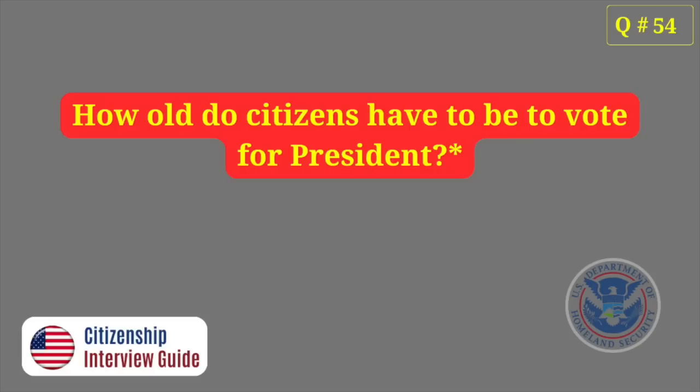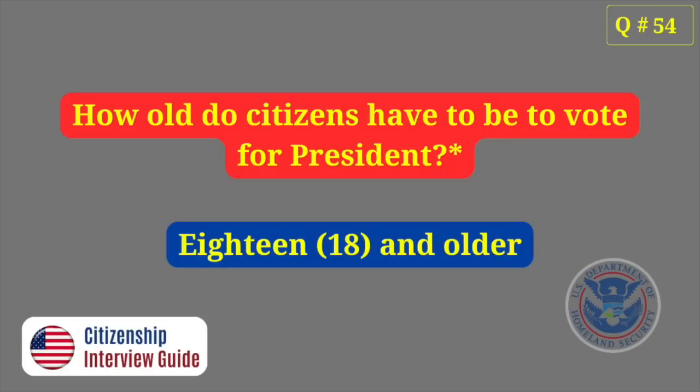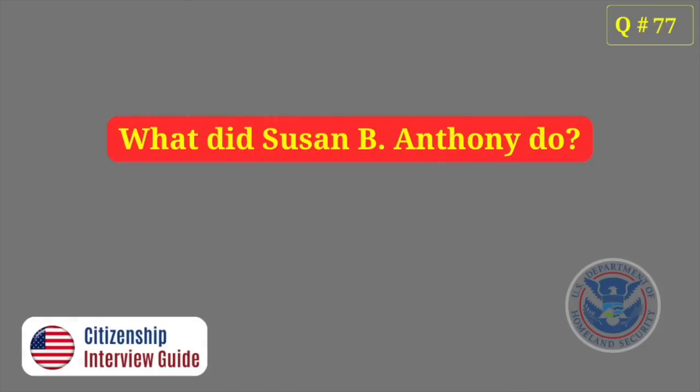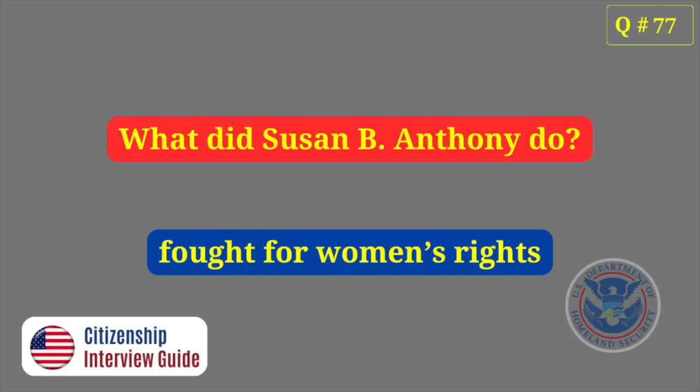How old do citizens have to be to vote for president? 18 and older. What did Susan B. Anthony do? Fought for women's rights.